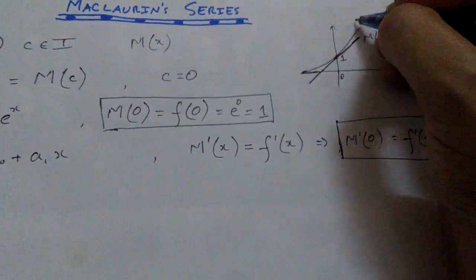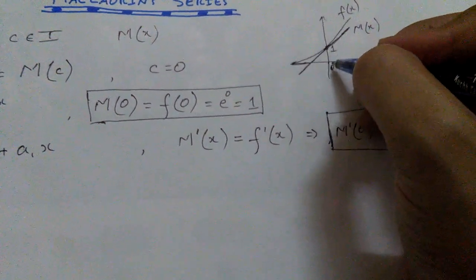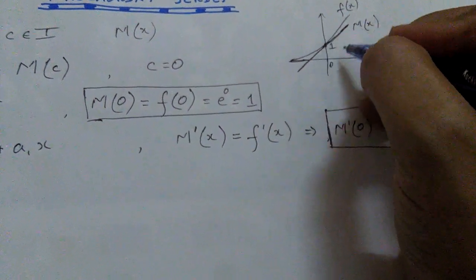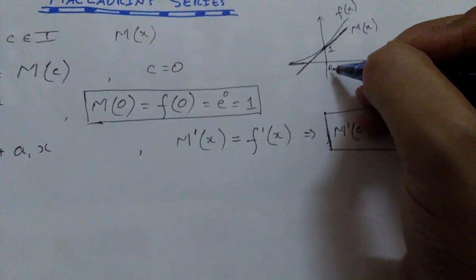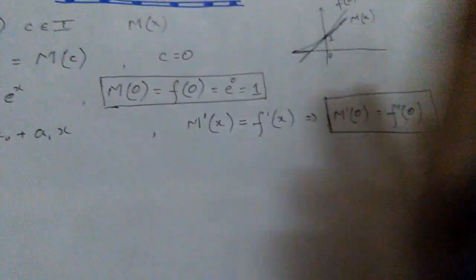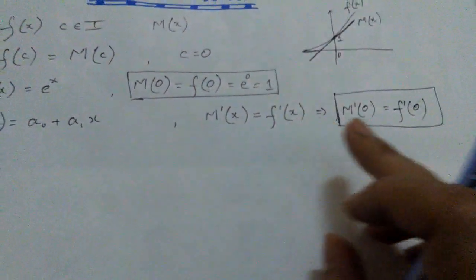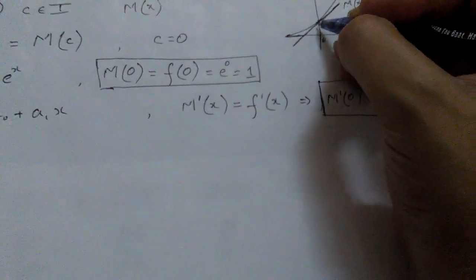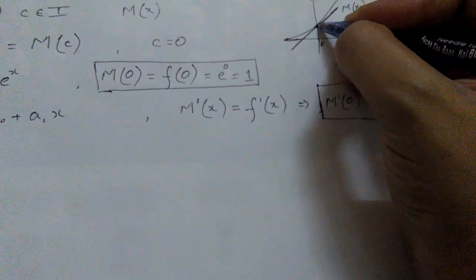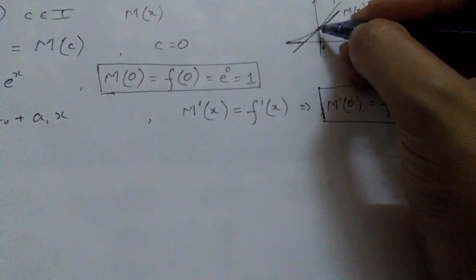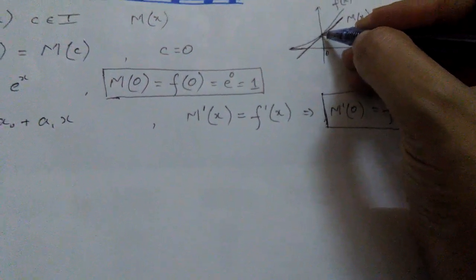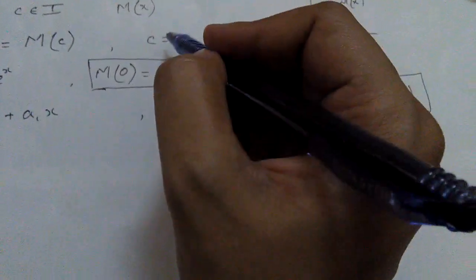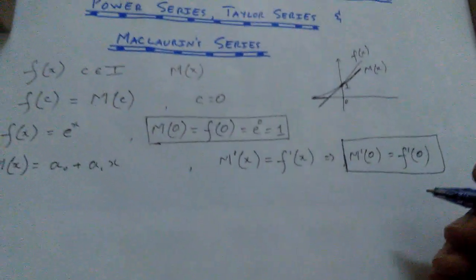Okay, so you see this is my f of x. At 0, my f of x is giving y coordinate 1, and m of x at x equals 0 is also giving me the y coordinate 1. So this is the case that I'm going to follow. We are going to expand this polynomial at this point 0. In other words, you can say that my polynomial is centered at 0, because we are discussing the special case c equals 0.